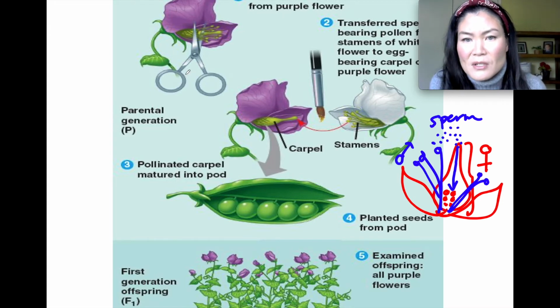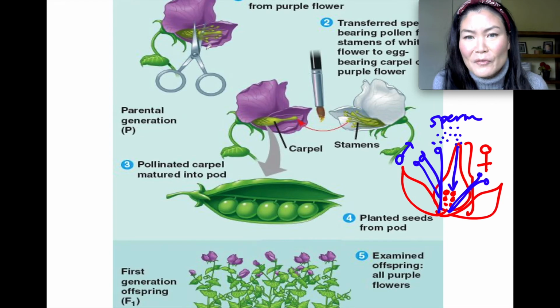So going back to Mendel's experiment, what he wanted to prevent was self-pollination. Many flowering plants are able to self-fertilize, so they can fertilize their own eggs. Now you can see in my drawing the pollen grains, the plant sperm, landing on its own carpel and fertilizing its own eggs. So what he wanted to prevent was self-fertilization or self-pollination initially.